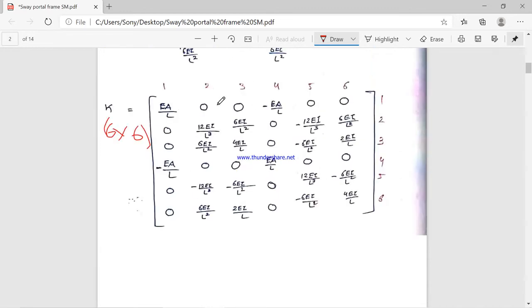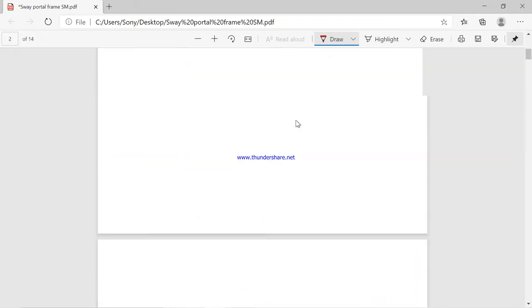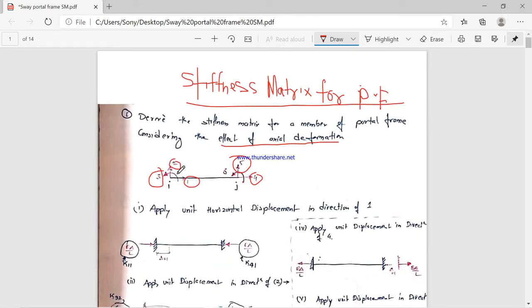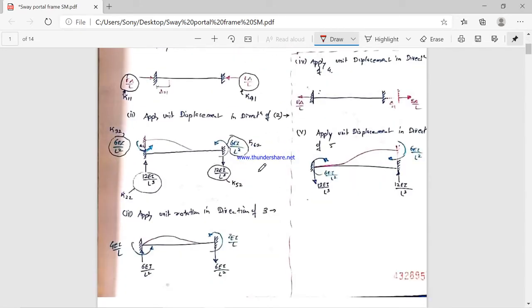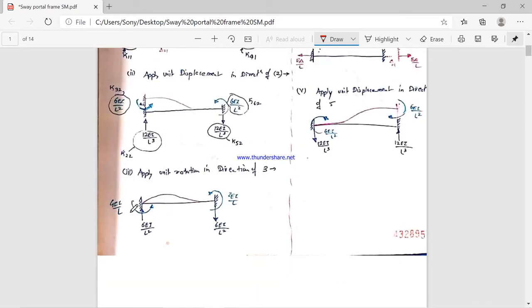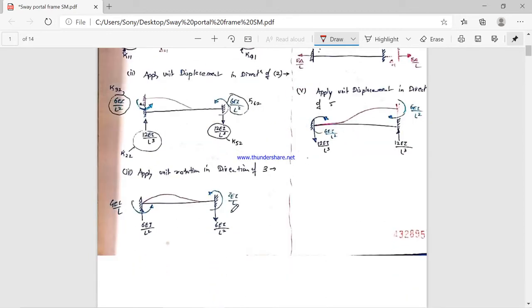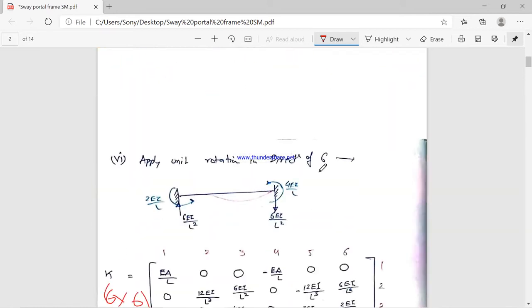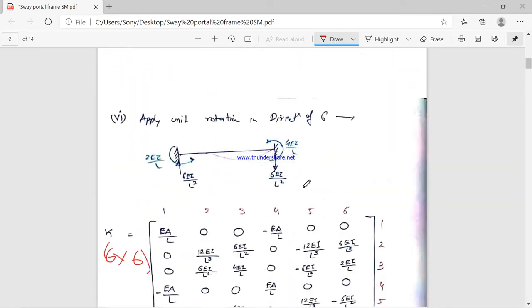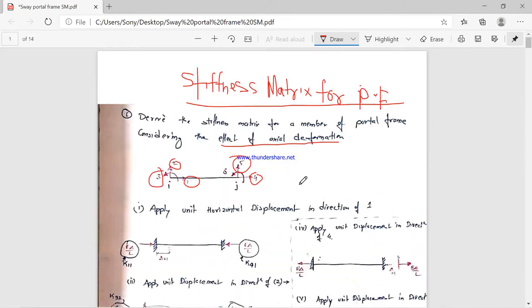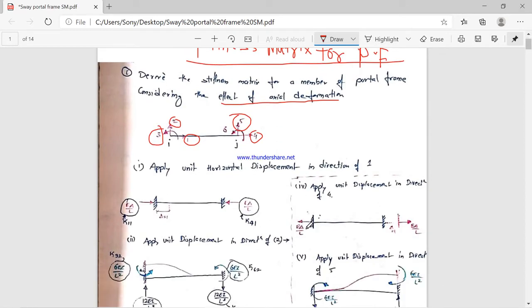K21, there will be no K21, therefore it is 0. K31 is 0. K41 is minus EA by L. Let us see K41. Where is K41? K22 is done, K33 is done. K41 will be 4EI by L. This 4EI by L will be formed. Yes, so minus EA by L will be K41. This is K11, this is K41.